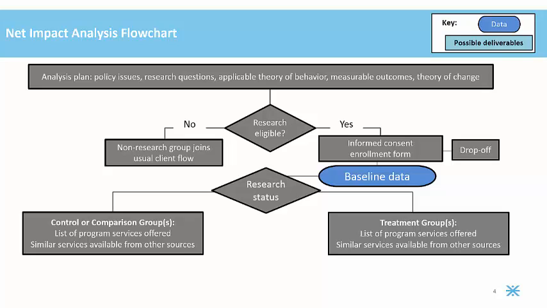The next diamond that you see is for research status. My colleague Shane Thompson has posted a blog that talks about the ways that you might establish research status. One way would be random assignment. Another way would be using some kind of running variable for an RDD.